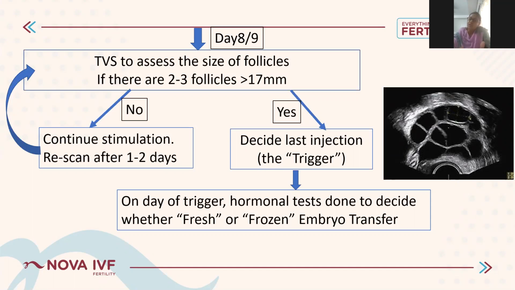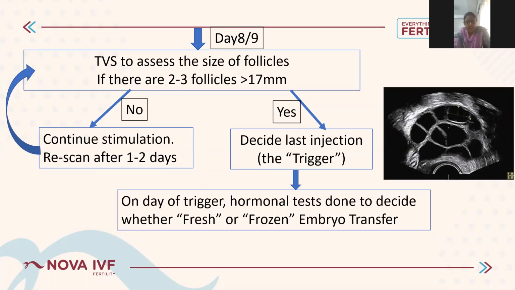Now, what is fresh transfer? Fresh transfer is where in the same cycle we create your embryos and transfer them back into your uterus. And what is a frozen embryo transfer? If we are retrieving the eggs in this cycle, we will create embryos and keep them for vitrification. Then later, in the next cycle or after 1 or 2 cycles, we transfer the embryos back into your uterus.